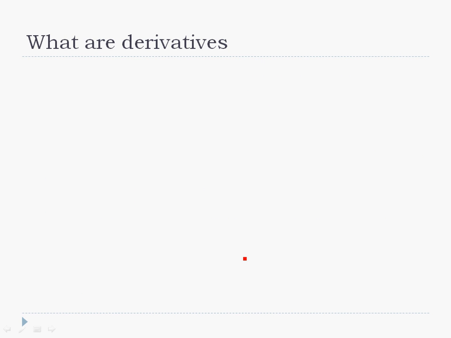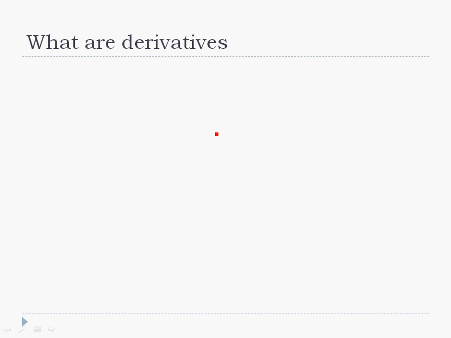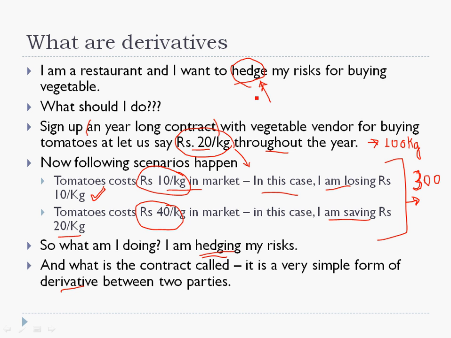So what is a derivative? Derivative is nothing but an instrument which derives its value from an underlying asset, right? So this contract is called a derivative, and it derives its value from the underlying asset. And what is the underlying asset here? The underlying asset here is tomatoes, right?